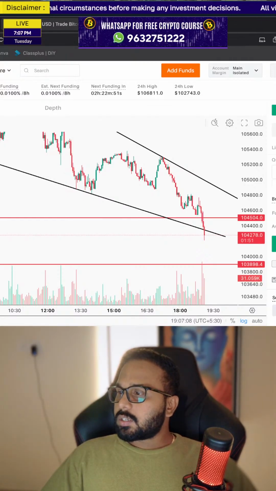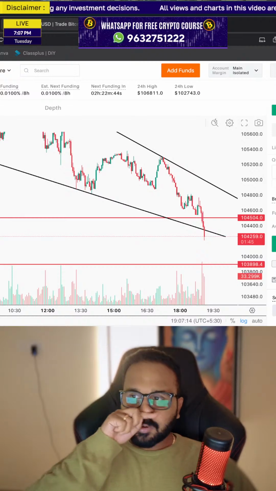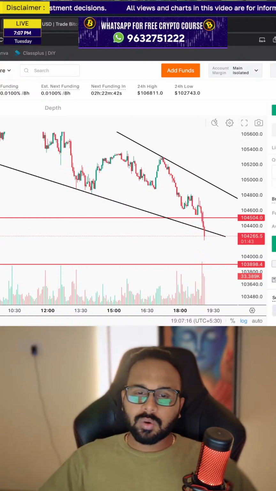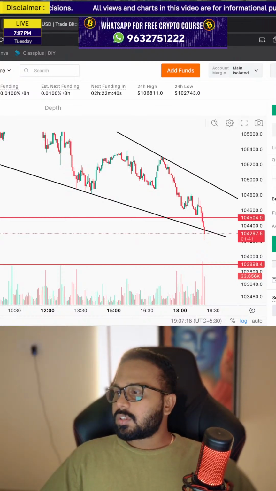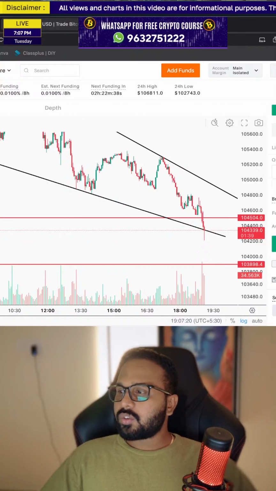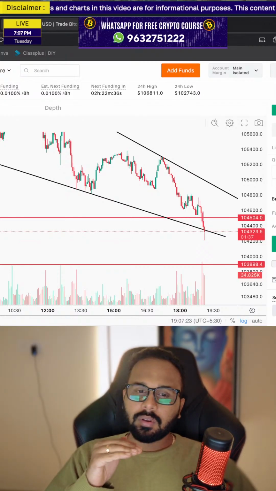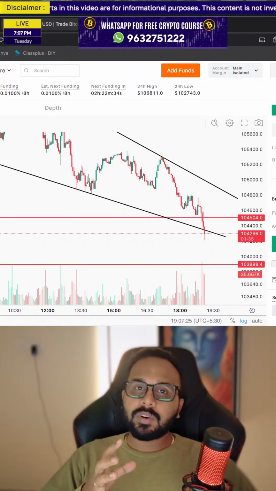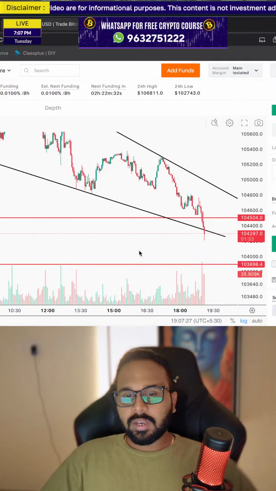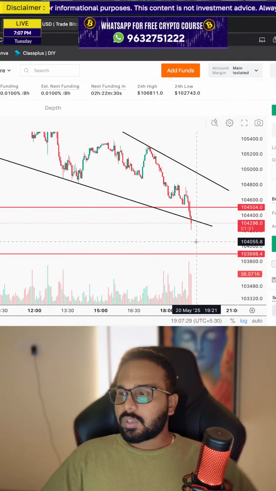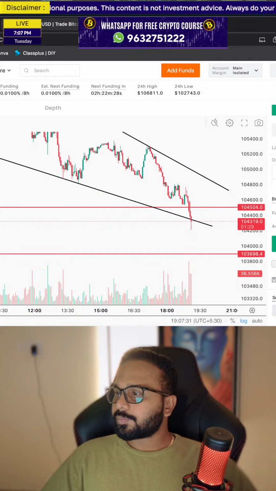Global market. After the gap down, S&P 500 is just holding on in the same range. It's kind of okay. Dow Jones has given a slight breakdown below the day's low, but it has opened somewhere near yesterday's opening level itself. So that should not be a problem.